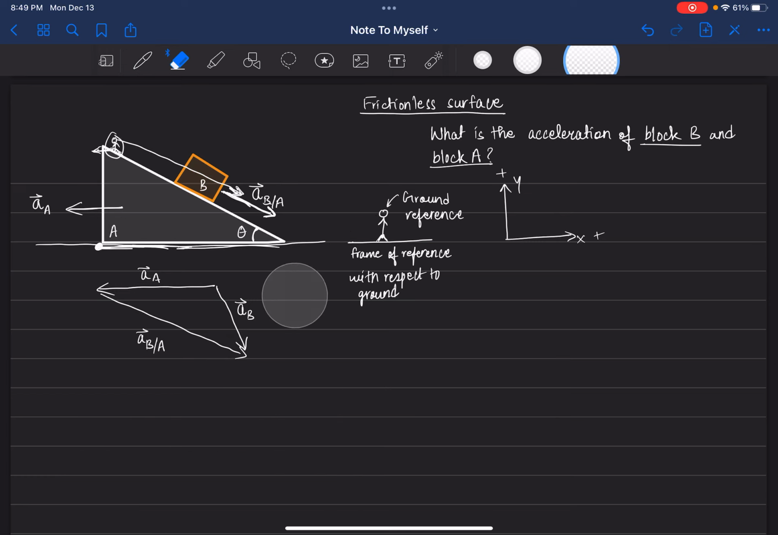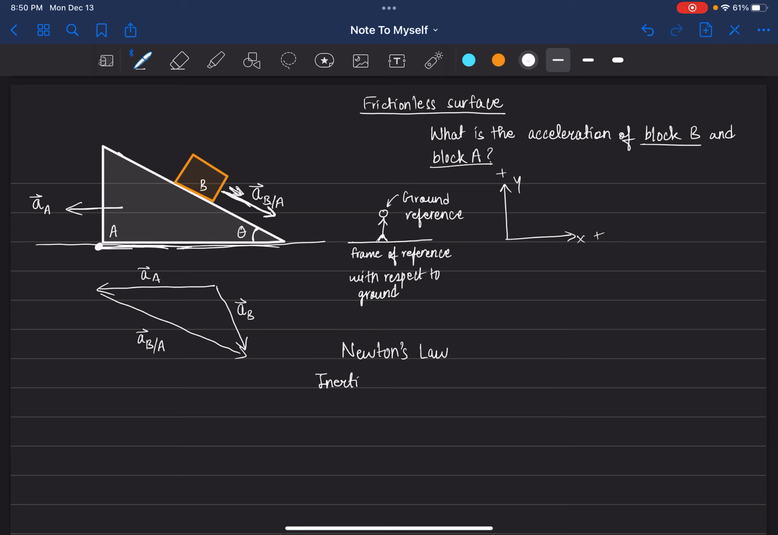Now, let's get more in depth into why we're looking at everything with respect to the ground. You might be thinking, if I can just put a person on top of block A and look from this guy's perspective, then why don't I just use that? That is what I used to think as well. But one of the main fundamental concepts of Newton's law, which is pretty much what we use to solve any kind of classical mechanics problem, is that Newton's law only works in an inertial frame of reference.